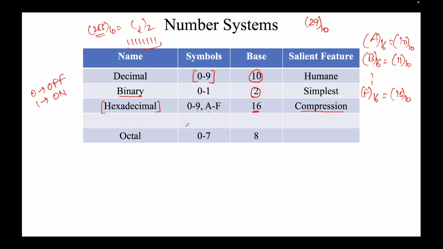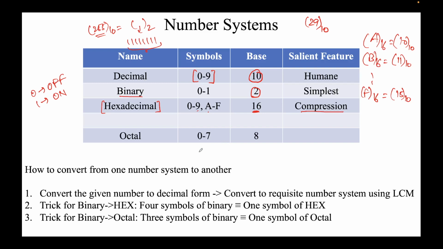Similarly, there is one more number system called octal. You might see it sometimes. The base is 8 and the symbols used are 0 to 7. Now, for our interest, the most important thing is how we convert one number system to another. Let's say you are given the number 1C in hexadecimal, and you want to know what this number is in binary. The first way of doing this is to convert the number into decimal. It's very simple to do.